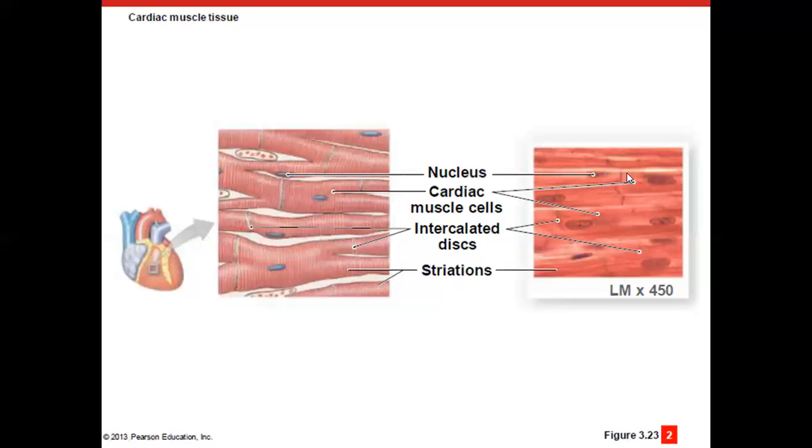On an actual slide, you can see right here's an intercalated disc. These lines that are perpendicular to the way that the fibers run are intercalated discs. And then here's a nucleus and another nucleus. You can still see striations. Again, this is similar to skeletal muscle, that they have striations.